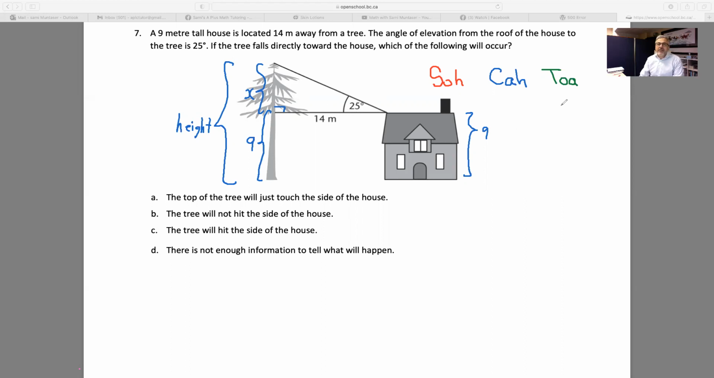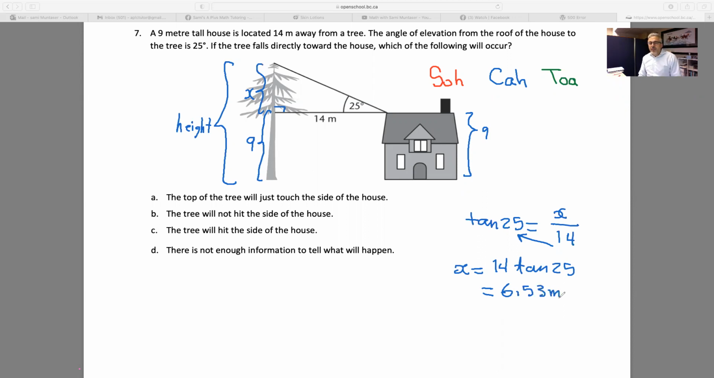So again, this is a tan function. So I go tan 25 equals x over 14. Now it's one step here, just cross multiply the 14 into tan 25. So x would equal 14 tan 25, which equals 6.53 meters.